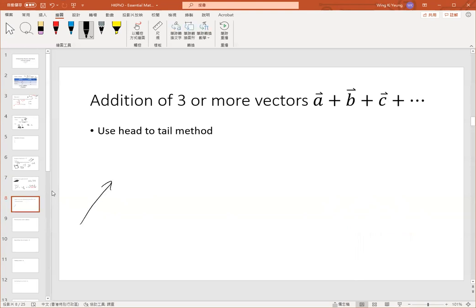So let's say vectors A, B, C. You're just joining the head to tail together. And then the vector that is pointing from the starting point to the end point is the addition of these three vectors. That's it.